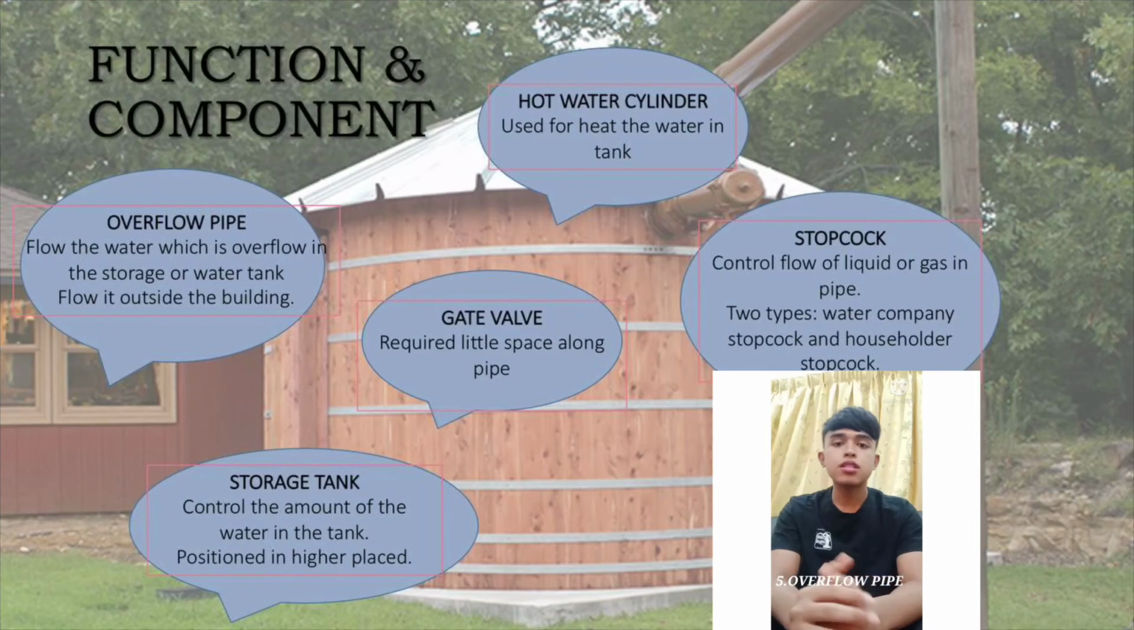Number 5 is the overflow pipe. It is only found in two places: the storage water tank and the toilet. Just like the name, it is used to bring out the overflow water from the water tank and the toilet, to avoid overflow in the system.